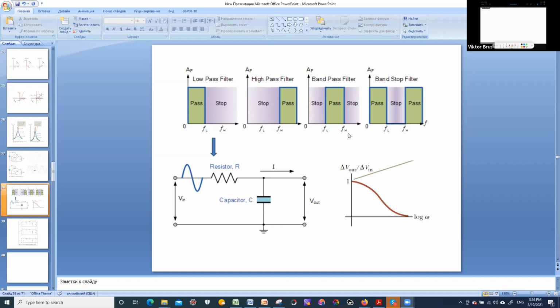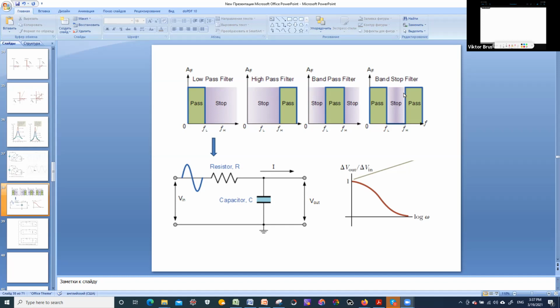Another option is a band stop filter, when we need to pass everything besides some specific range of frequencies, which is also defined by low and high cutoff frequencies. Then we let all signals pass through, but this particular band is blocked.